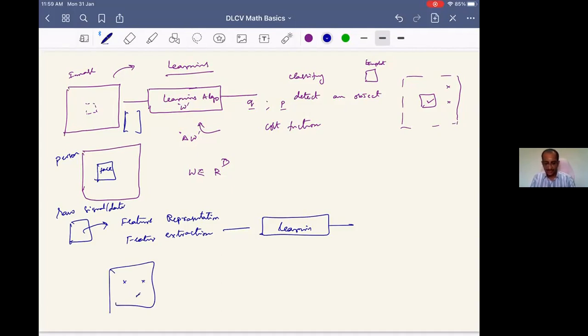So in the next class, we will discuss some aspects of feature extraction. Then after a while, we will come back and discuss learning, and then we will discuss the whole thing in a single framework, as we discussed.